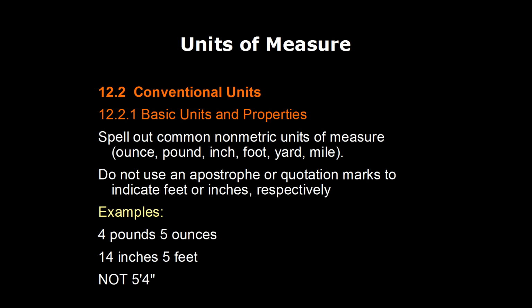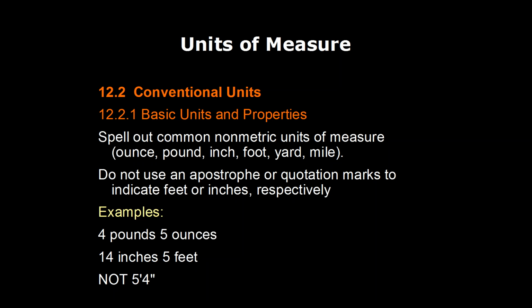Okay, let's move on to conventional units, which are non-metric units, as I mentioned. So 12.2 and then 12.2.1. This is one that a lot of people, I see this all the time, and it says spell out common non-metric units of measure, meaning ounce, pound, inch, foot, yard, mile, all the non-metric units, okay? So you do not use an apostrophe or quotation marks to indicate feet or inches respectively, okay? So this is a very common mistake I see all the time, and I understand why you might, because it kind of makes sense, but really the Book of Style says, no, not so much.